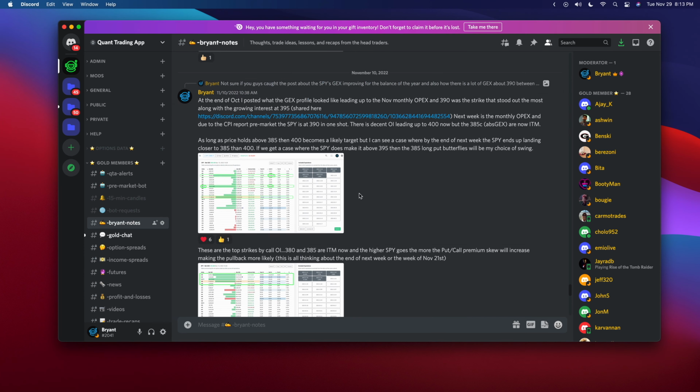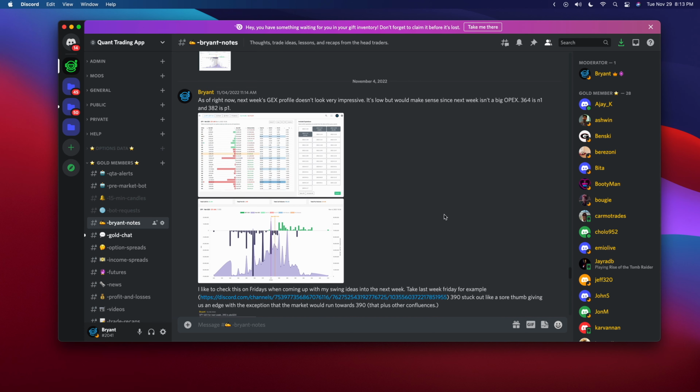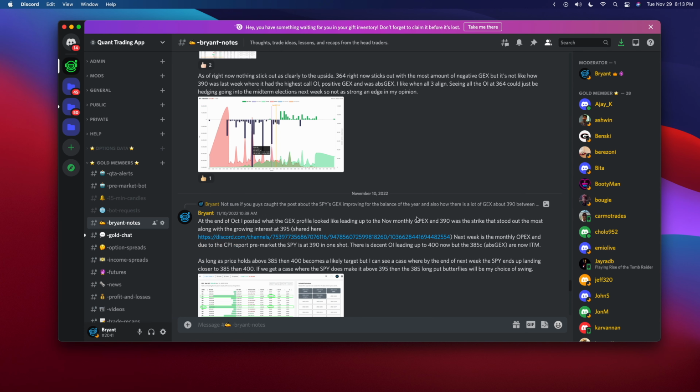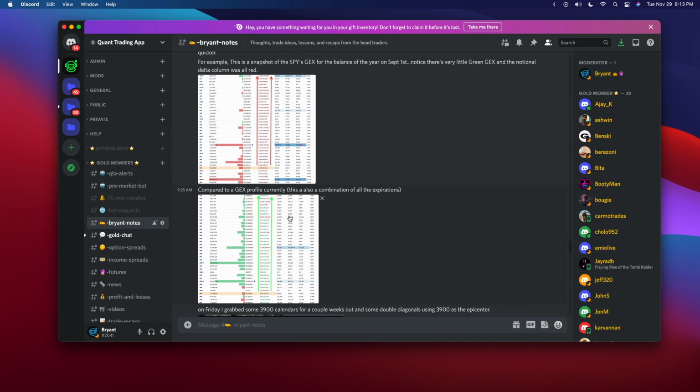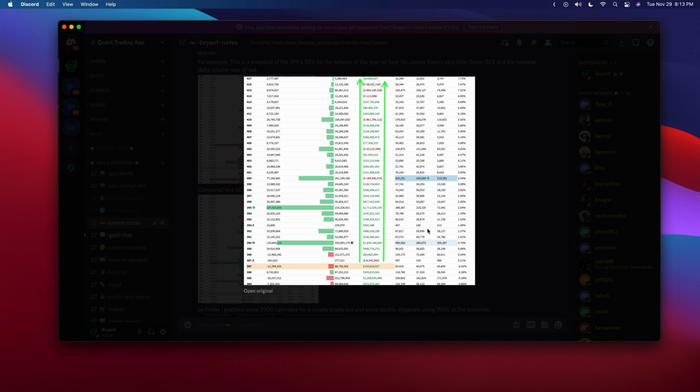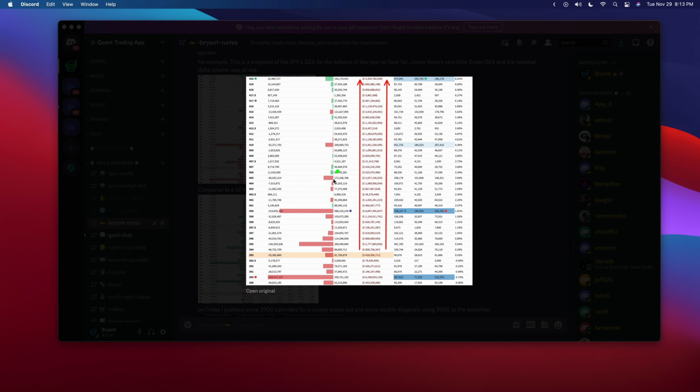I've limited it now to the gamma profile, because I think this is the part that most traders, when they join Quant Trading app, need a little help understanding in my notes. Another good tip: whenever I say the gamma profile looks healthy, this is what I'm referring to. When the net notional delta is all lighting up green, it's much easier for the SPY to move up.